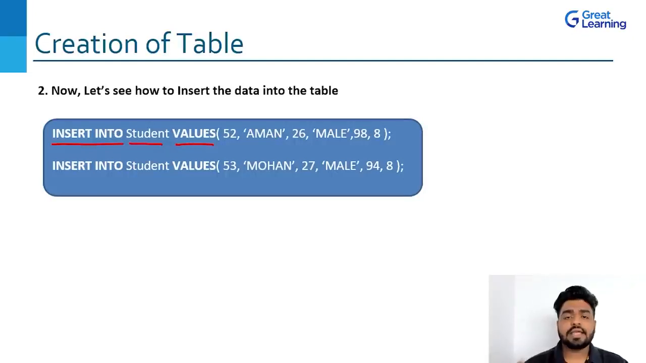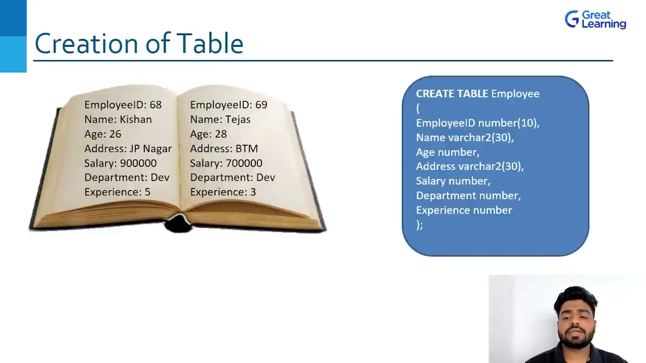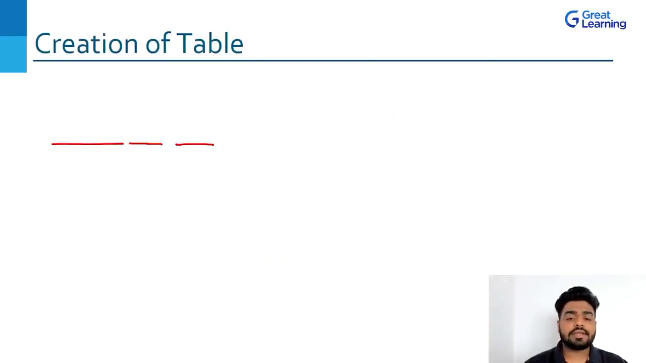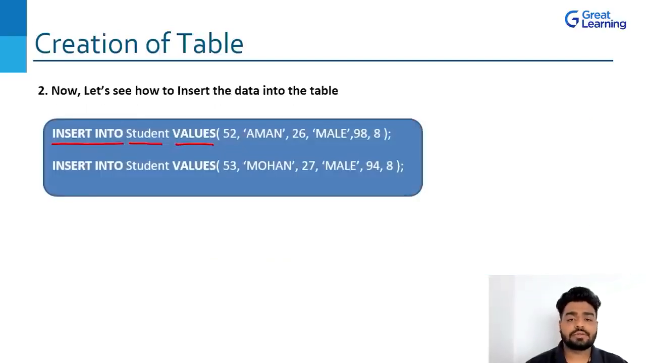Now understand that the order of all these values should be the same as how you put it in the creation of the table. So in the creation of the table, if you remember, we were using ID, name, age, gender, marks, and SEM. And in the same manner, I'm going to put it here also. So we have ID, name, age, gender, marks, and SEM, right? This is how you put it.